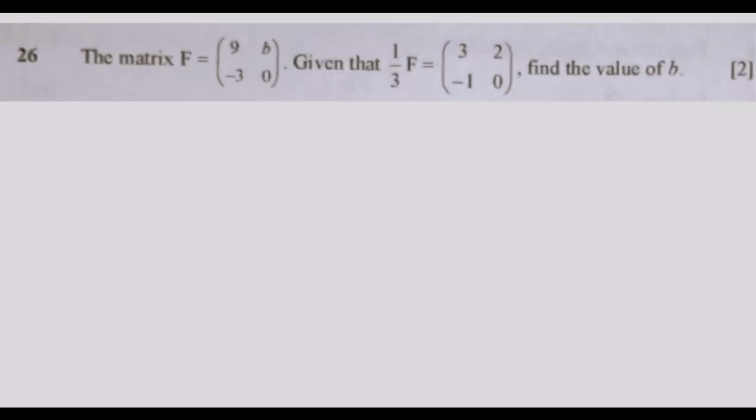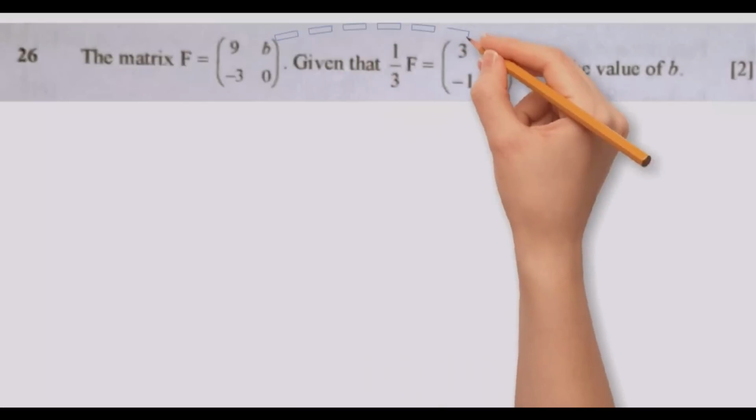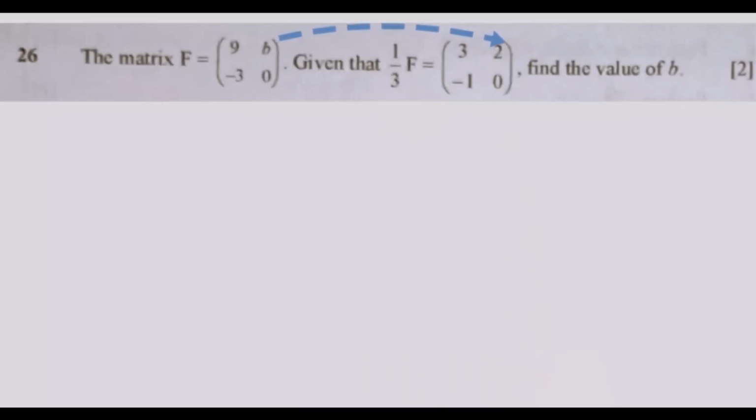So for us to find the value of B, we just need to know the corresponding product of B. The product of B is 2. That is the one occupying the corresponding position in the answer. So if you multiply B by 1 over 3, it should give you the answer, which is 2. So I'm going to ignore everything else in this matrix and focus on that expression.